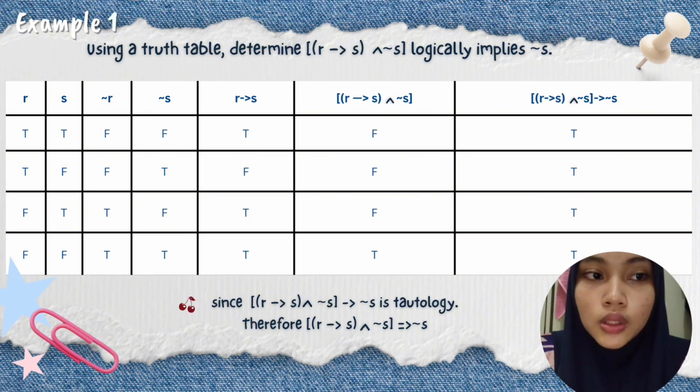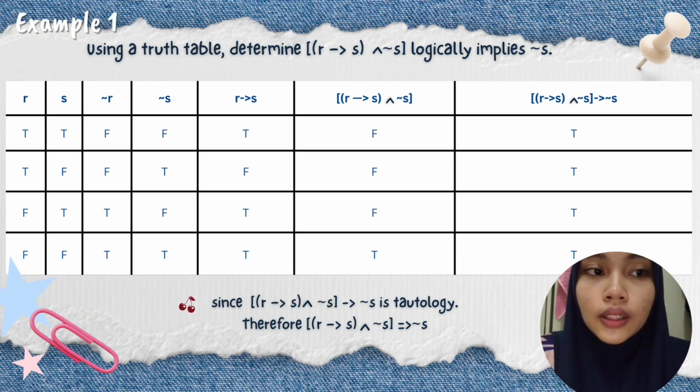And then next we combine R implies S and not S using an and. An and statement is true only when both parts are true. So the values are false, false, false, true. And then the last column is where we evaluate (R implies S) and not S implies not S. This implication has truth values true, true, true, true.